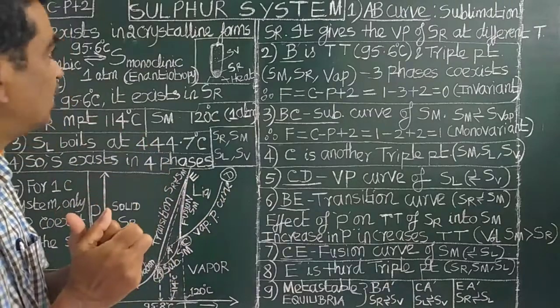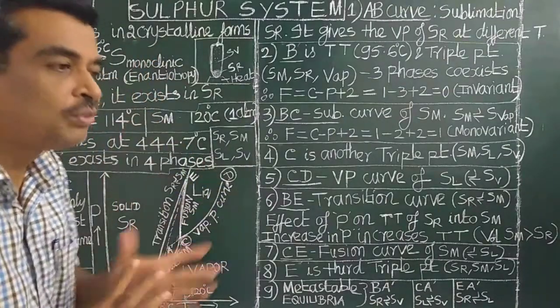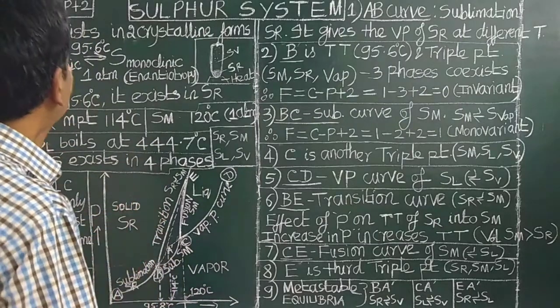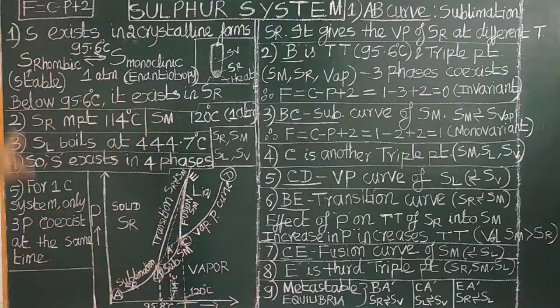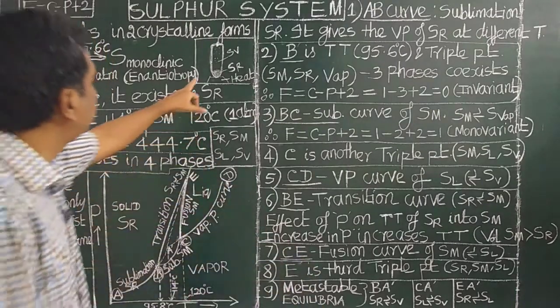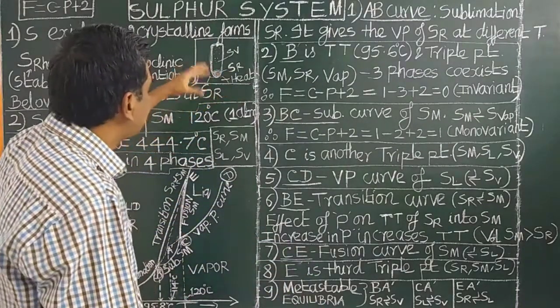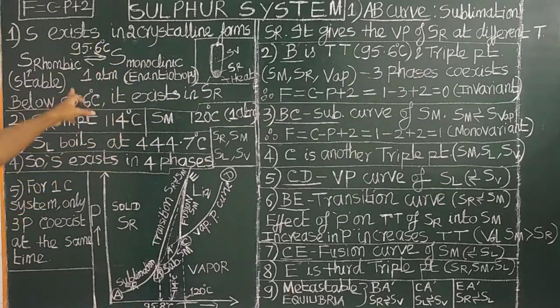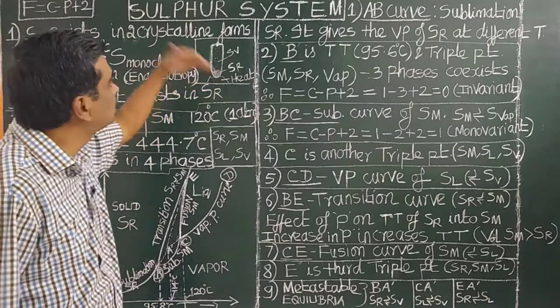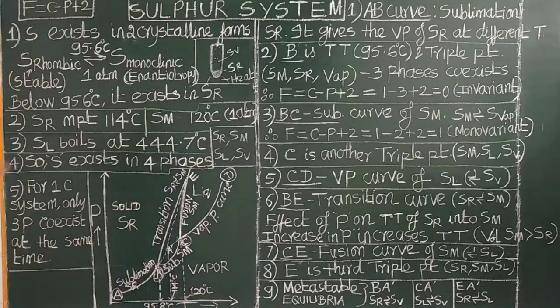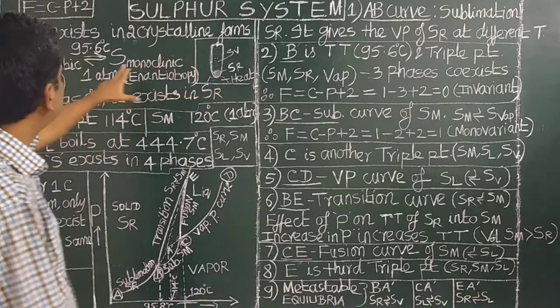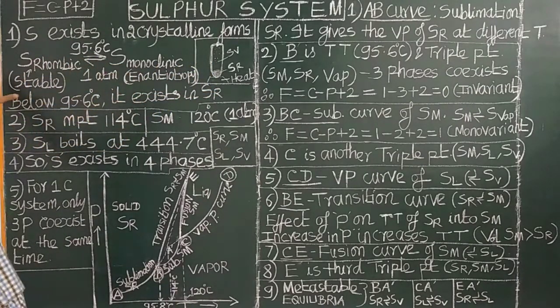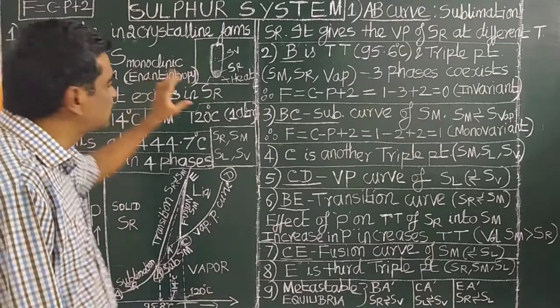What is sulfur? Sulfur exists in two crystalline forms. We have studied earlier that sulfur exists in two allotropic forms, sulfur rhombic and sulfur monoclinic. Sulfur rhombic is more stable at room temperature. When sulfur rhombic powder is heated at 95.6 degrees Celsius and 1 atmospheric pressure, it is converted into sulfur monoclinic. This transformation is reversible. Therefore, this phenomenon is called enantiotropy.